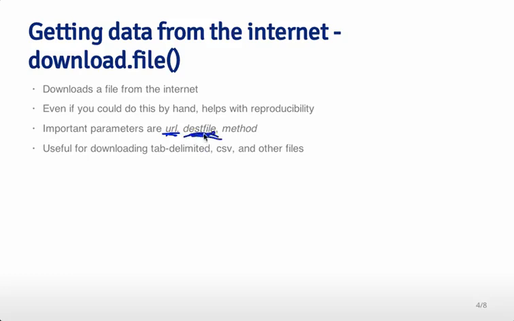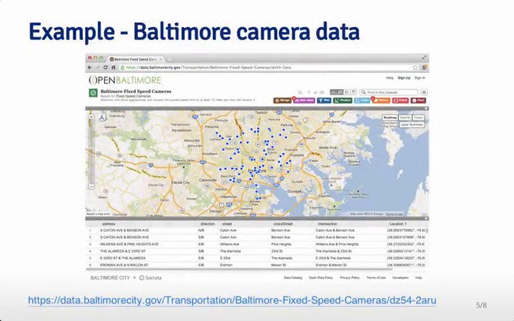The dest file is the destination file where that data is going to go, and then the method. So we'll talk a little bit about why the method needs to be specified, particularly when dealing with HTTPS. It's useful for downloading tab-delimited CSV files, Excel files, a whole bunch of other different files from the internet. So it's sort of agnostic to the file type that you might be downloading.